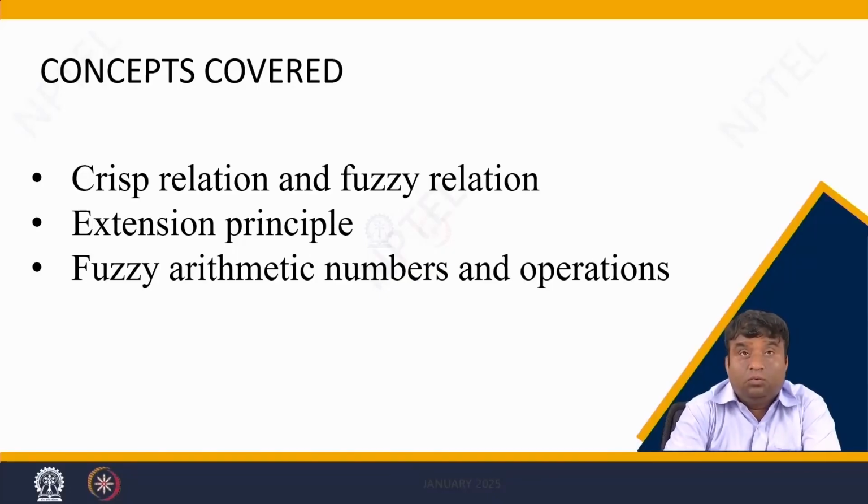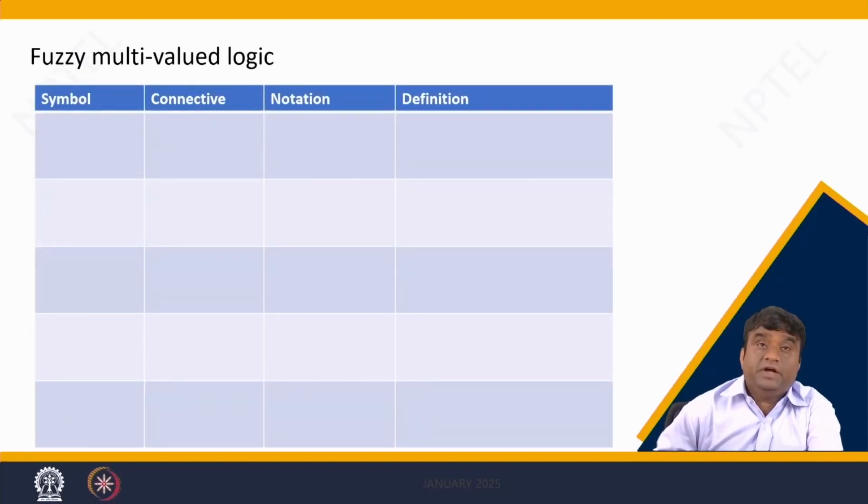Till now, we have covered module 1, and in module 2, we have covered crisp relations and fuzzy relations, extension principle, fuzzy arithmetic numbers and operations. In this class, we will try to understand fuzzy multi-valued logic and fuzzy implications. So first one is fuzzy multi-valued logic.